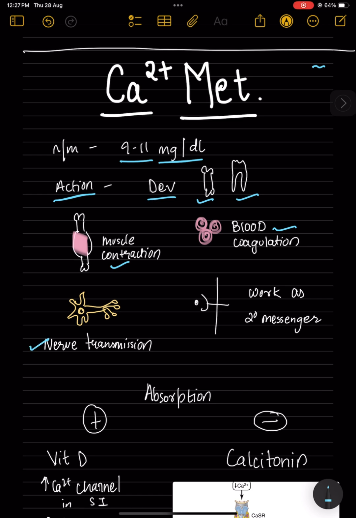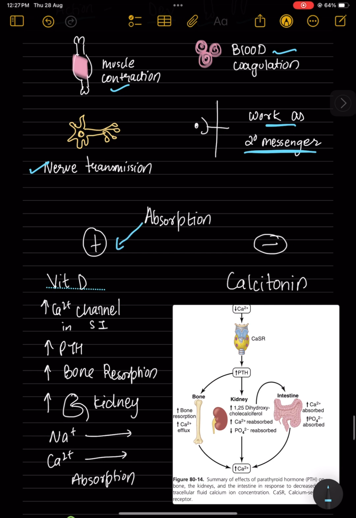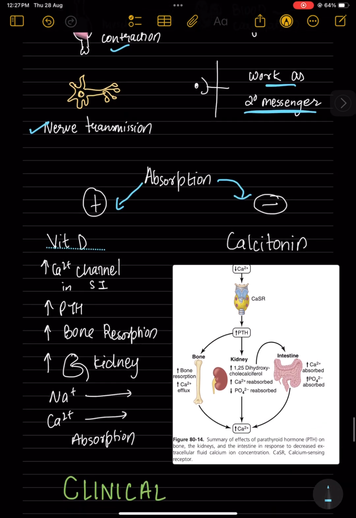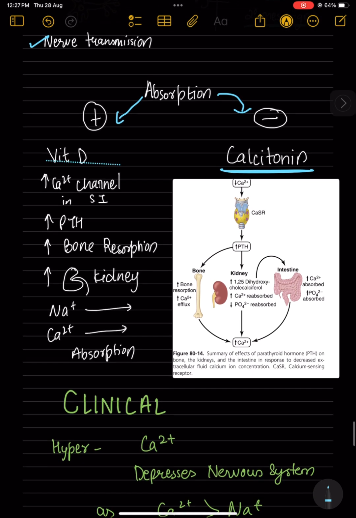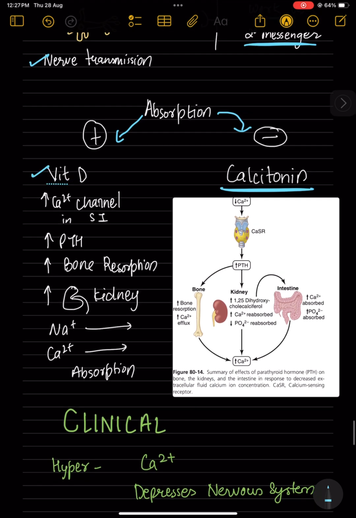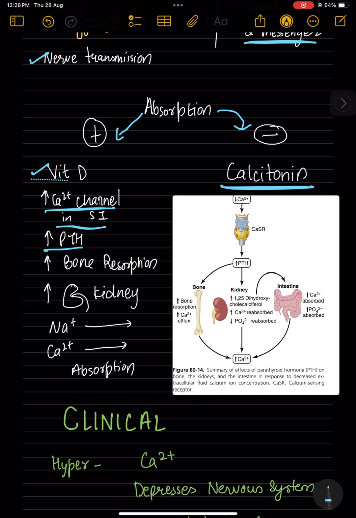Now let's look at calcium absorption. It is inhibited by calcitonin. It inhibits calcium absorption. It is stimulated by vitamin D, which increases calcium channels in small intestine as well as in kidney. Parathyroid hormone also increases blood calcium level, as we remember by the mnemonic PIVKA.